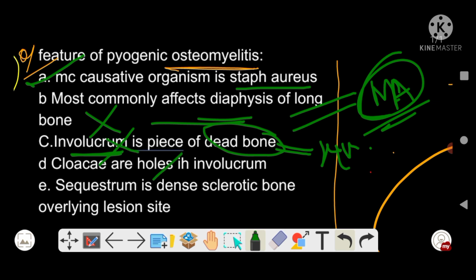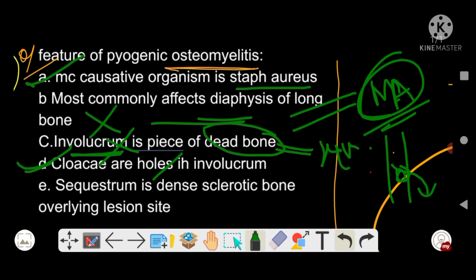Cloaca are the holes in involucrum. Cloaca are the holes from where the discharge occurs by the bone. So this is the correct option, right? We just saw that from the bone, if there is a hole and the discharges are coming out, this is termed as your cloaca, which is in your chronic osteomyelitis. This is correct option. Cloaca are actually the holes in the involucrum.